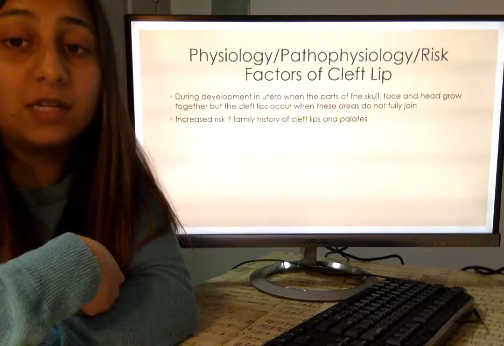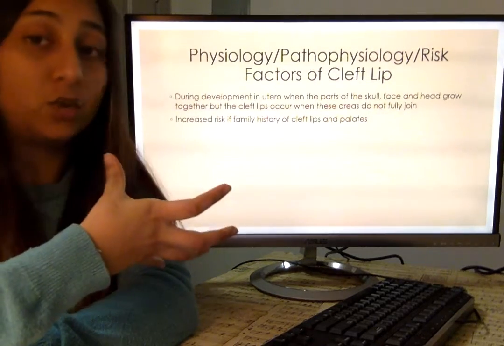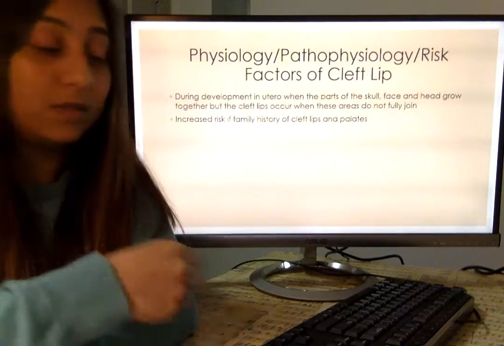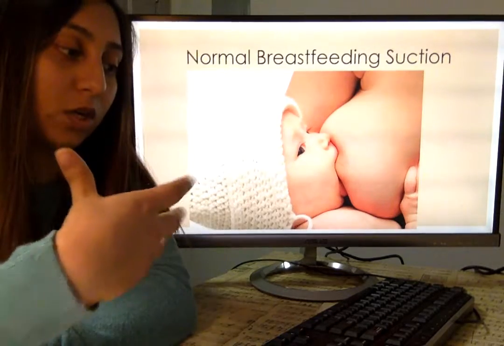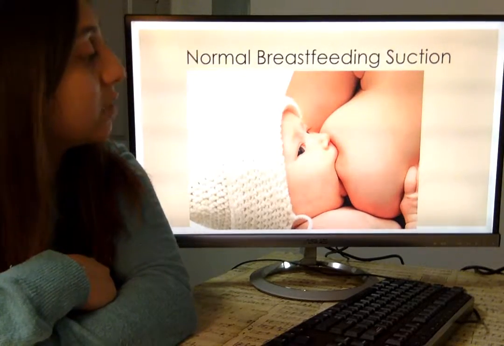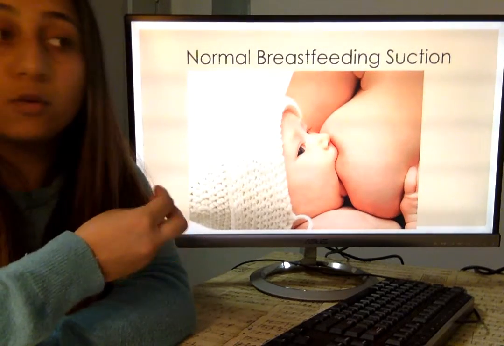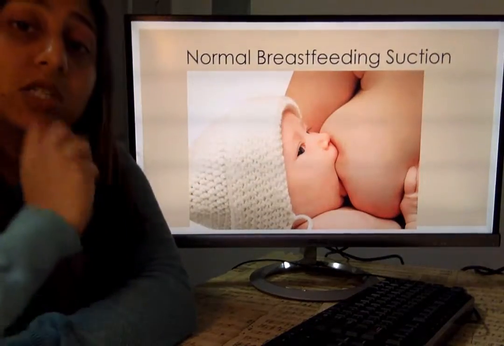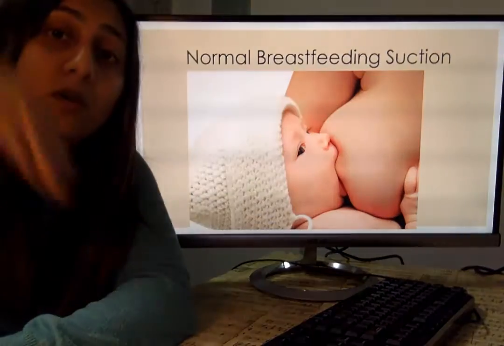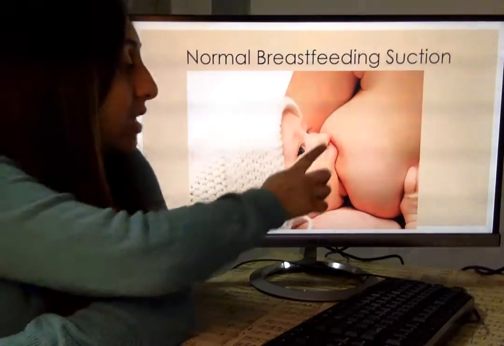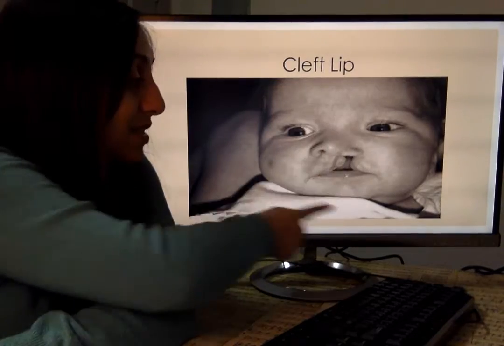Physiology: during development in utero, parts of the skull, face, and head grow together but do not fully join. That's when cleft lip occurs. There's usually a family inheritance of this. If it runs in the family, it's more likely to occur. Now here I've included a quick image of what normal breastfeeding is. Normal breastfeeding occurs when there's compression and suction. Here the infant is doing compression with the tongue on the nipple, and here there is good suction. An infant with cleft lip has a hard time forming that suction.